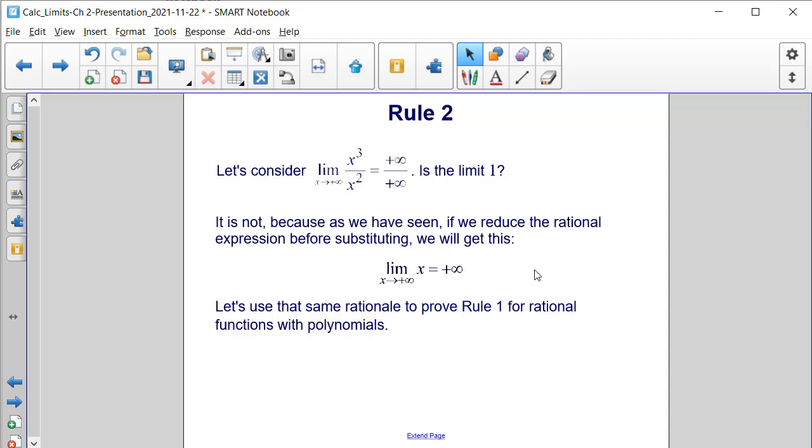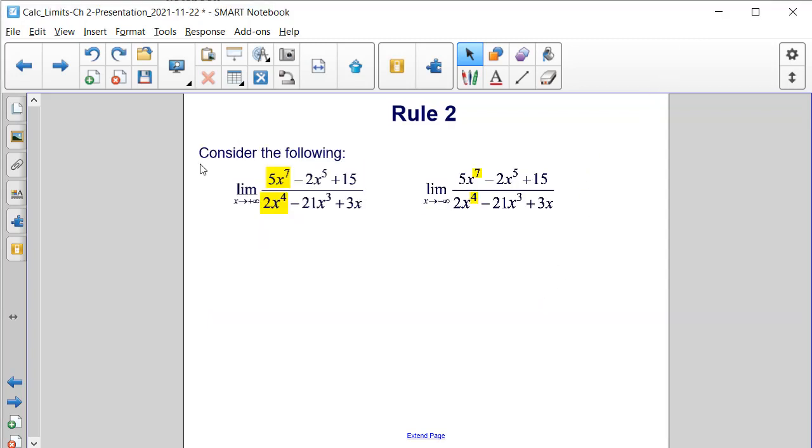Let's use that same rationale to prove rule 1 to examine this a little further. Let's consider the following example. The limit of 5x to the 7th minus 2x to the 5th plus 15, all divided by the quantity 2x to the 4th minus 21x cubed plus 3x as x approaches positive infinity, as well as the limit of the same rational function as x approaches negative infinity.